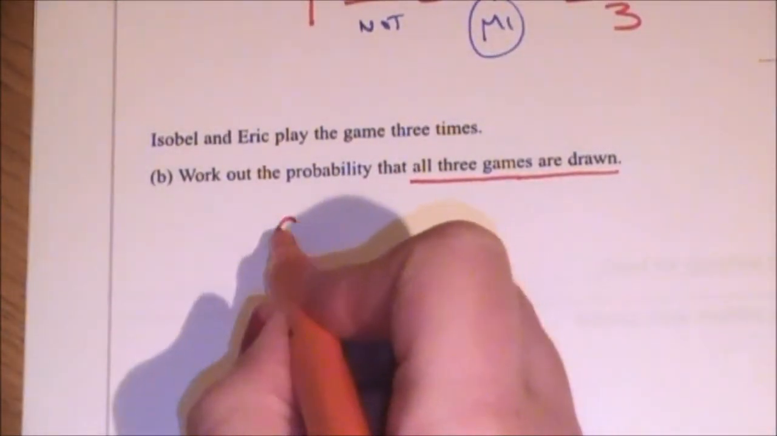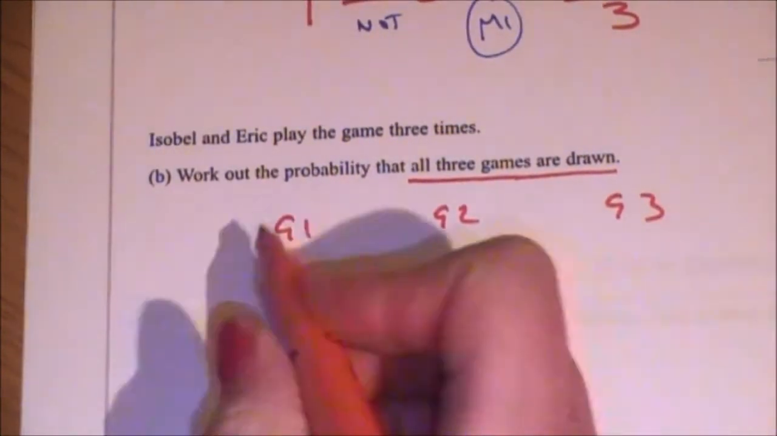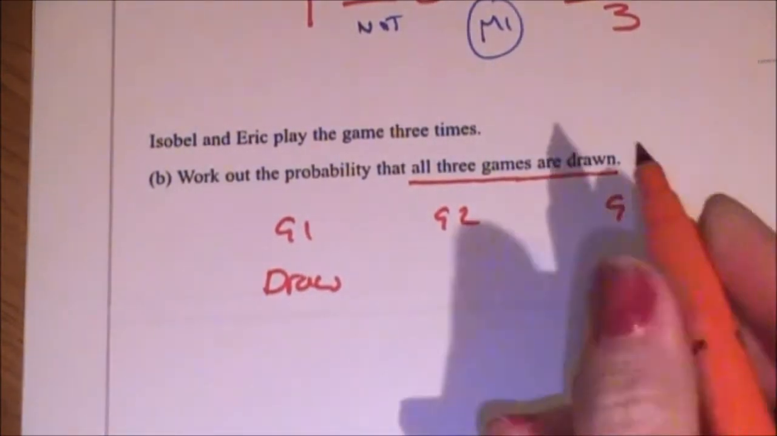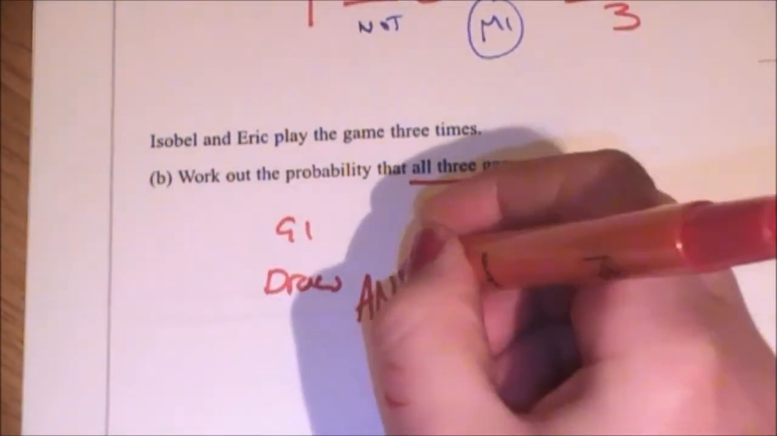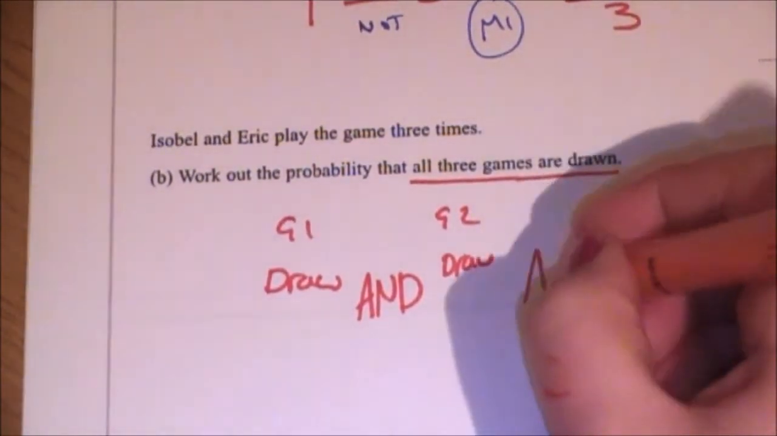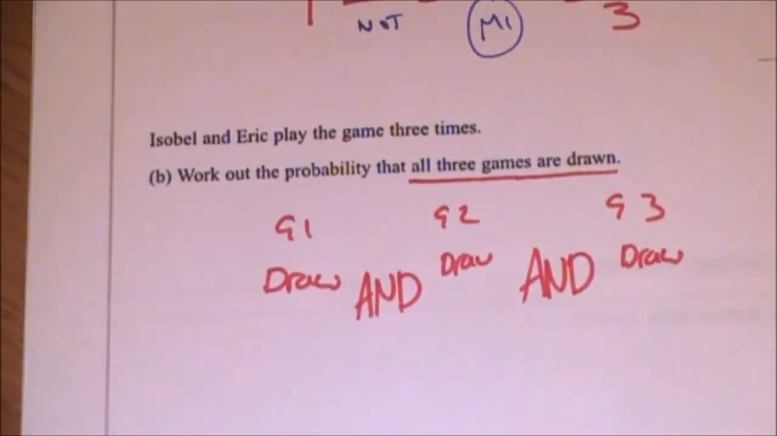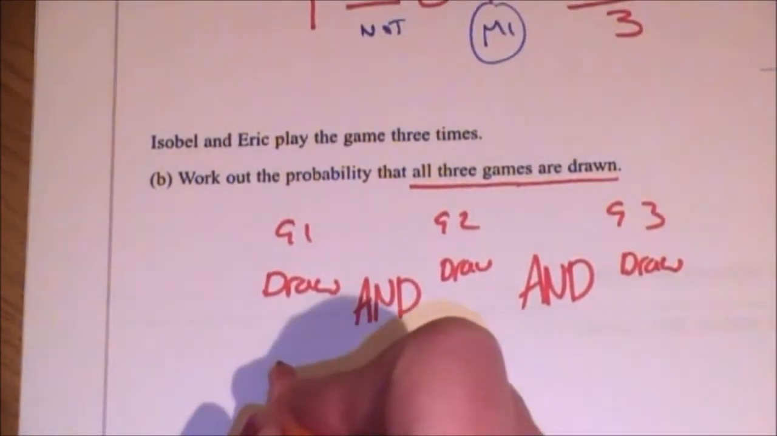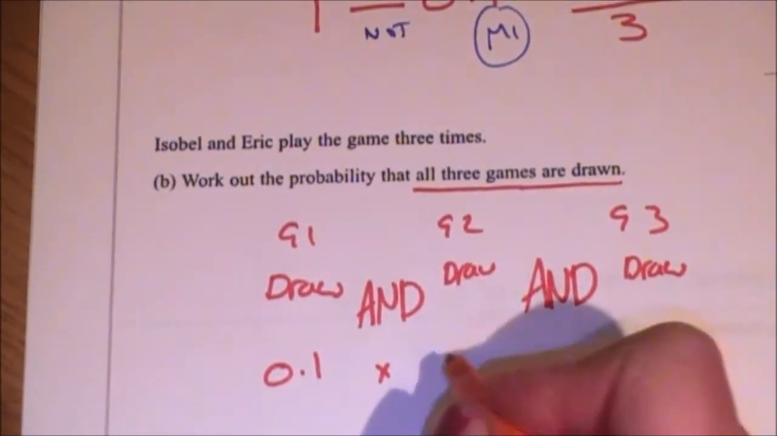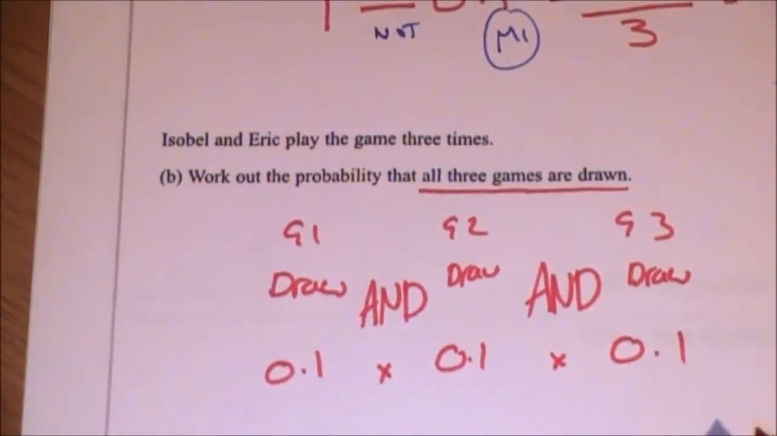There's 3 games. There's game 1, there's game 2, there's game 3. I want a draw in game 1, and I want them to draw in game 2, and I want them to draw in game 3. Now the probability of drawing is 0.1, and 0.1, and 0.1.